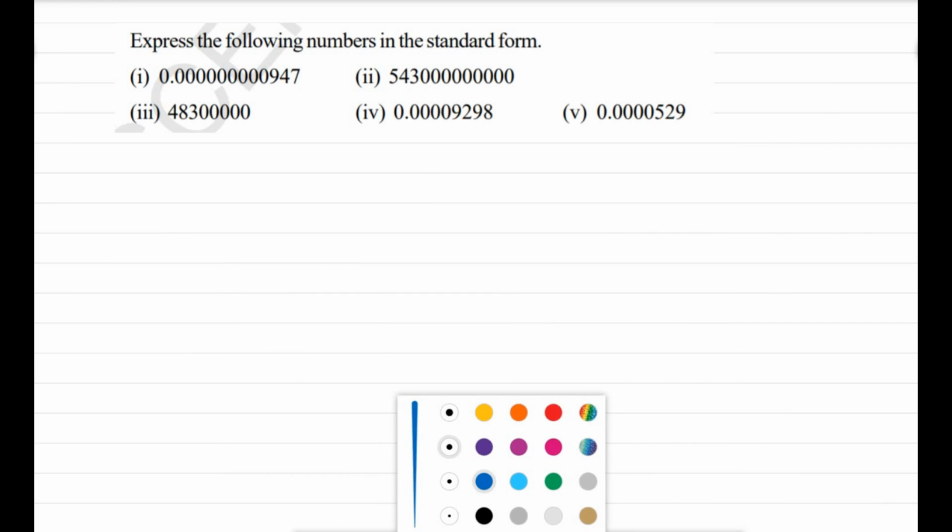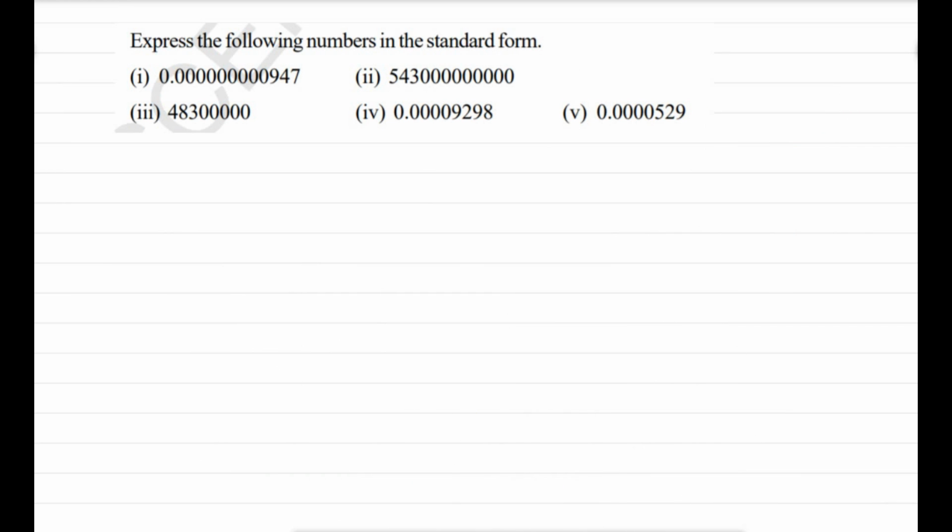Let's solve a few more problems. Express the numbers in standard form. I'll take one problem for you, the first one. What is given is 0. It is tough to count the zeros. 1, 2, 3, 4, 5, 6, 7, 8, 9. 9 zeros are there. After that 9, 4, 7 is given.